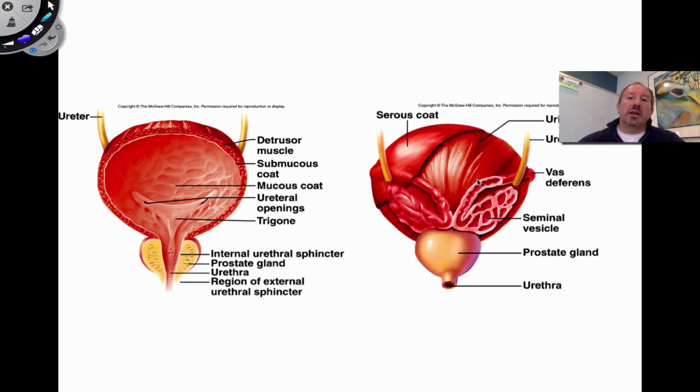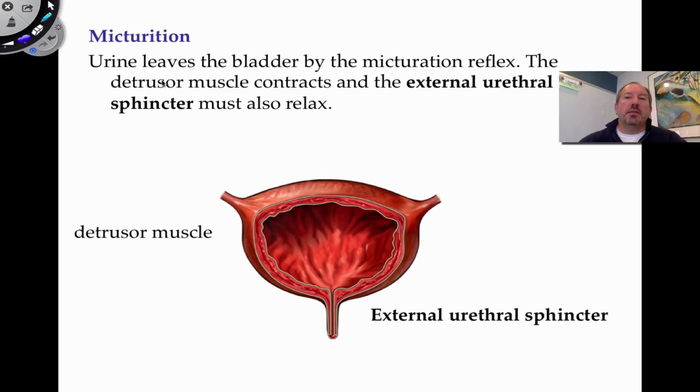This is the posterior view of that, and you can see here are the seminal vesicles. These are the vas deferens here, and here's the prostate, and then urethra. So the act of urination is micturition. So micturition is, in other words, urinating. And so as urine leaves the bladder, it's by this reflex. And so the reflex is a combination of the bladder contracting along with the external urethral sphincter relaxing, which then allows the urine to be able to leave the urinary bladder.